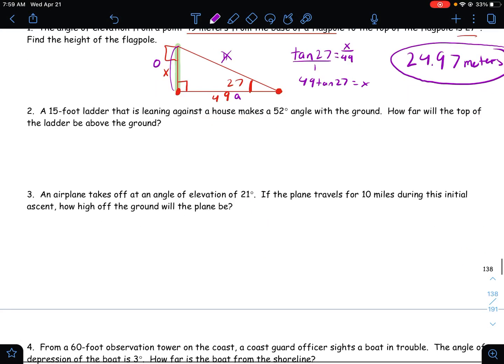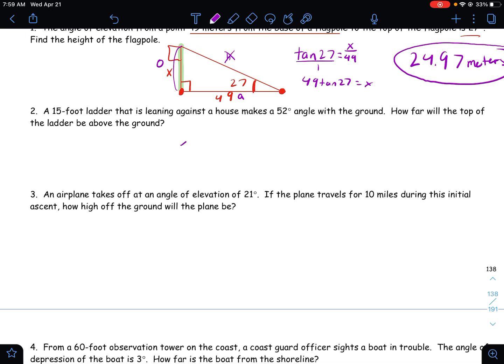All right, let's draw another picture here. It says a 15-foot ladder is leaning against a house, and it makes a 52-degree angle with the ground. How far will the top of the ladder be above the ground? So let's draw a picture. We're going to draw our house. Beautiful house. And then we're going to draw our ladder.